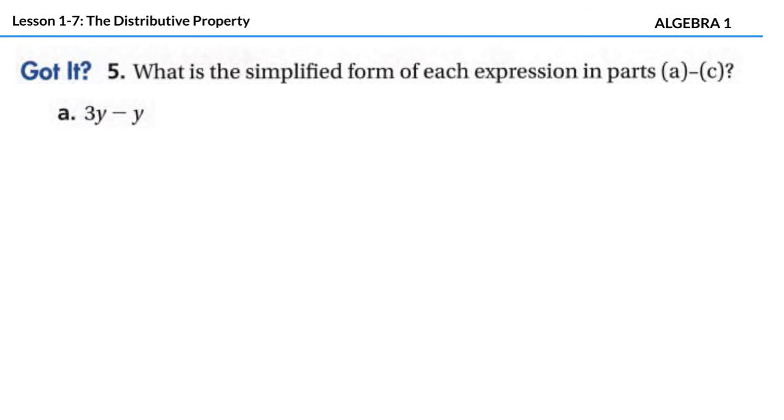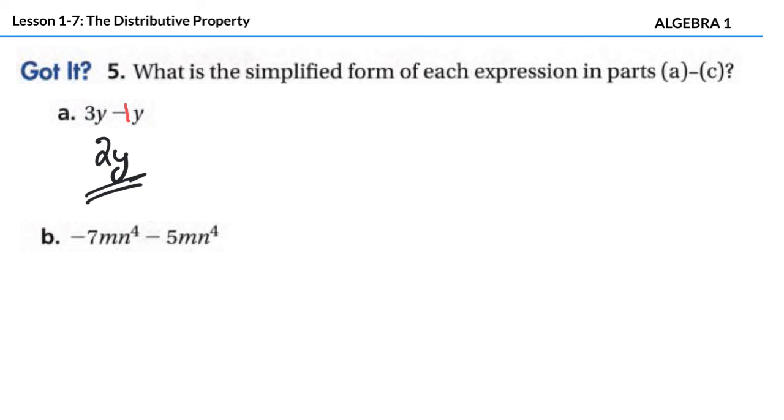Let's try this. What is the simplified form of each expression? 3y minus y. Now when there's no coefficient, the coefficient is 1. Remember this. So are they like terms? They are like terms because they have the same variable with the same power. So 3y minus 1y is 2y. Very simple. Let's try another one.